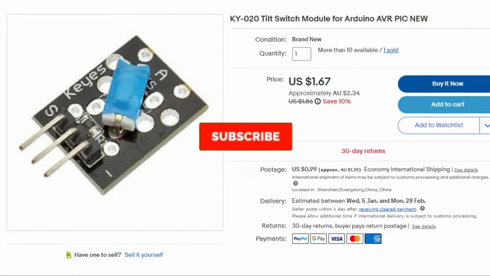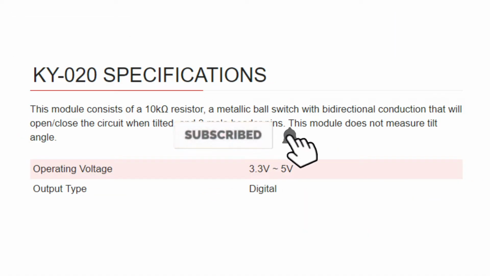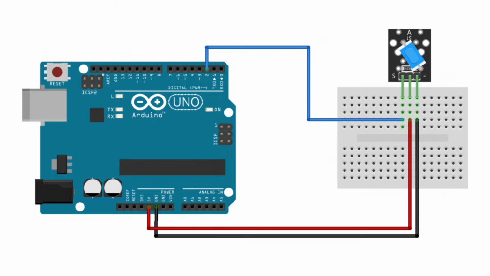Next, I want to jump into the specs of the module. Now, it's pretty straightforward because, like I was saying, all it is is a ball inside there that rolls around. Now, it also has a 10K resistor on it, which you would have on all switches that you set up for your Arduinos, but I can show you that in another video. But basically, we have the operating voltage of 3.3 volts up to 5 volts, and it's just got a digital output. As for the wiring of this module, it basically has the three pins.